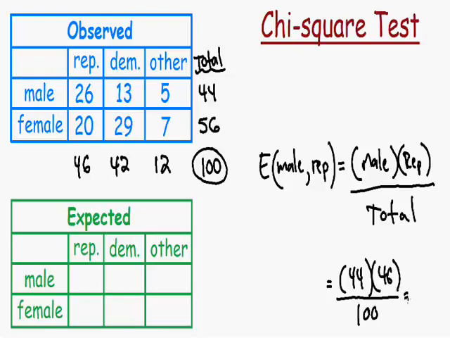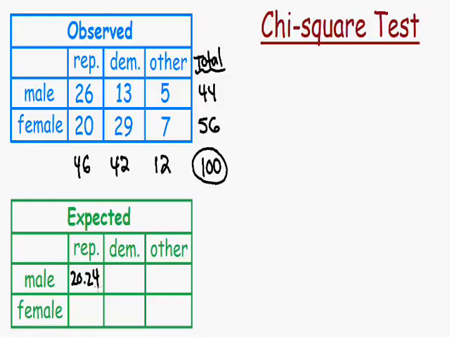And if you plug this into a calculator, 44 times 46 divided by 100 is equal to 20.24. So the expected number of male Republicans is equal to 20.24.